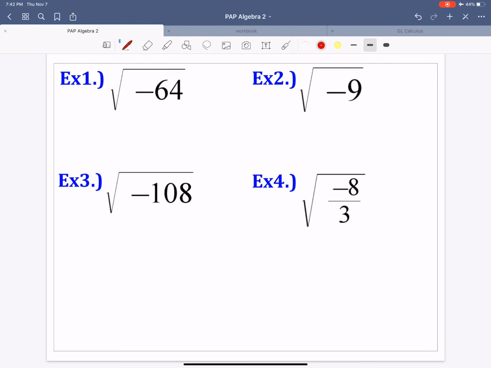Now let's do the really fun stuff. Okay, so here we go. These are some problems that you're going to have to simplify. Some of them are really, really simple.